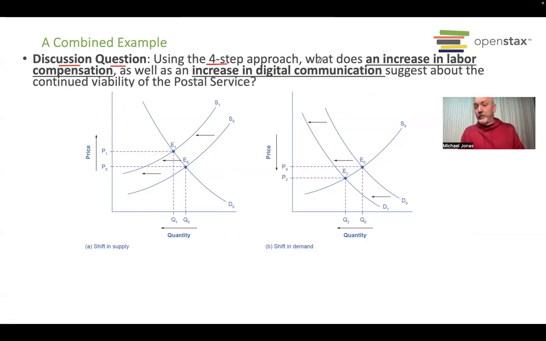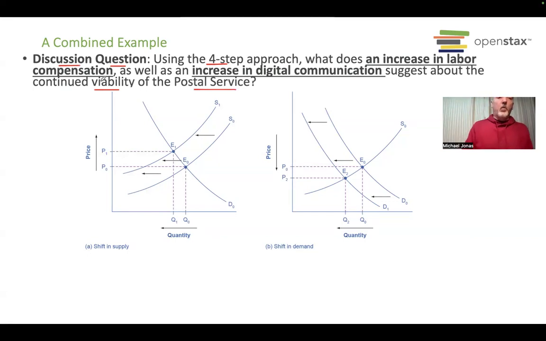I guess it's an 8-step approach because we're going to do it twice. What does an increase in labor compensation, i.e., an increase in wages paid to workers, as well as an increase in digital communication, suggest about the continued viability of the Postal Service?